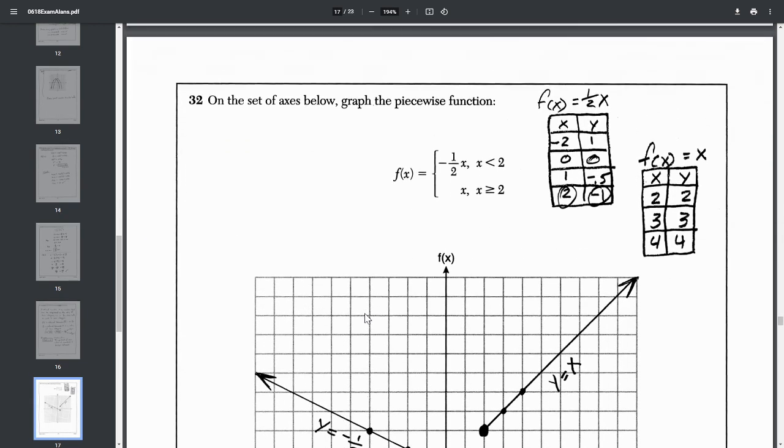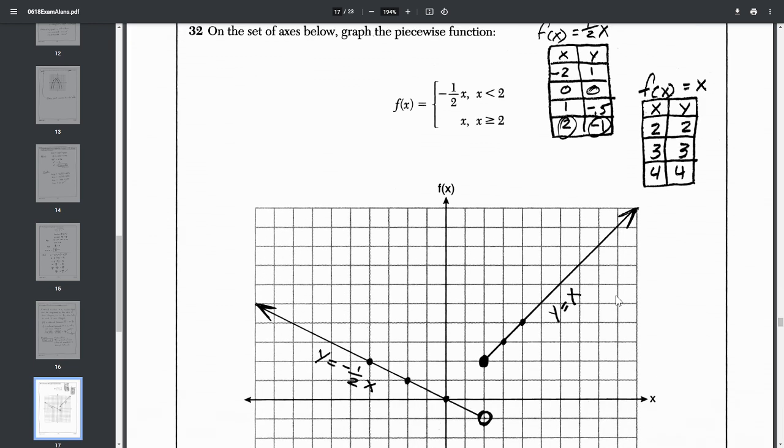Number 32 wants you to graph this piecewise function. This is what we talked about the other day at our review. Basically, you're going to graph this part only for x's smaller than 2. And then you're going to graph this part for x's that are only bigger than or equal to 2.